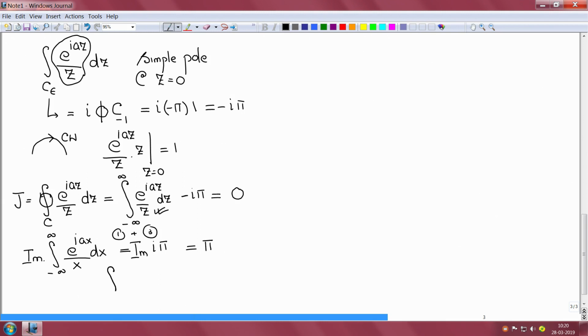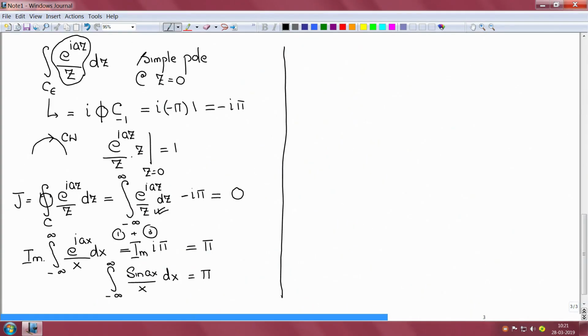So integral minus infinity to infinity sine ax over x dx equals pi. We will do the same problem now, but this time in the contour we will include the pole. Students often have this immediate doubt: by avoiding the pole within the contour we got this answer. Do we have the same answer if we include the pole? Yes. So we will look at that problem.